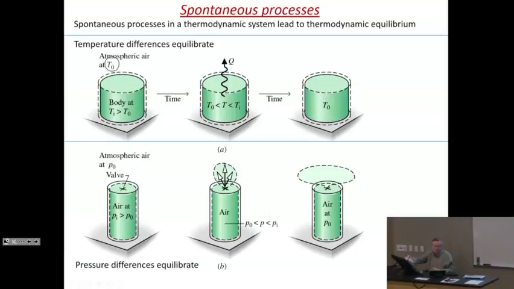I can do the same thing with a cylinder of pressurized air, for example, at a pressure P sub I that's higher than the atmospheric pressure of air outside. I punch a hole in the thing and the air escapes until the air inside the cylinder is at the same pressure as the air outside. That is a spontaneous process.